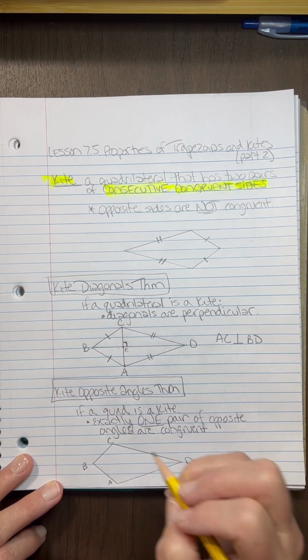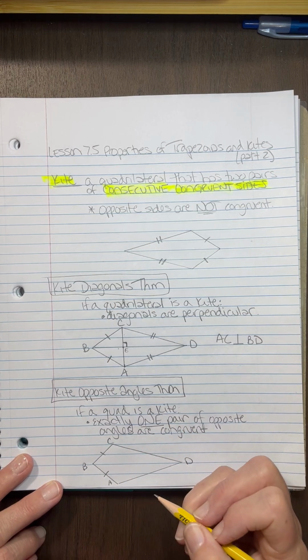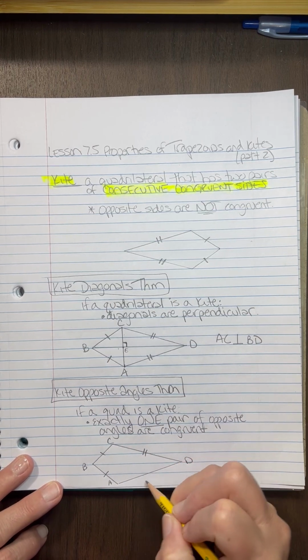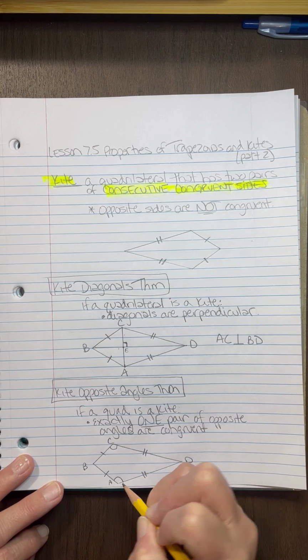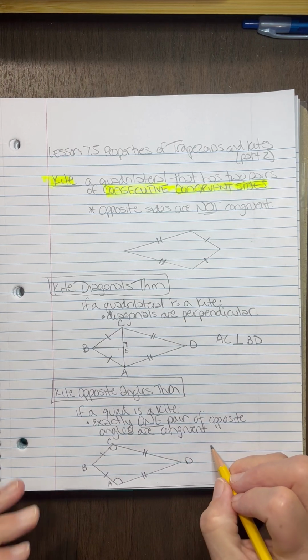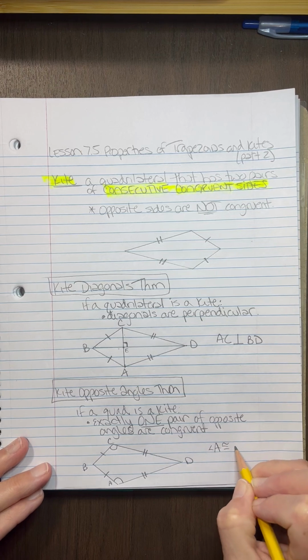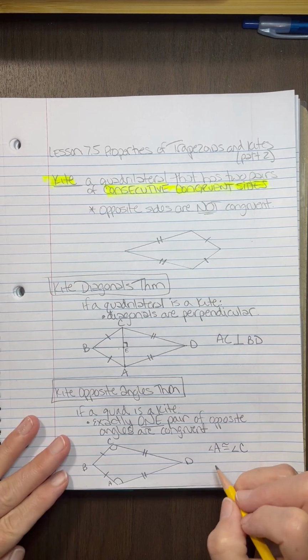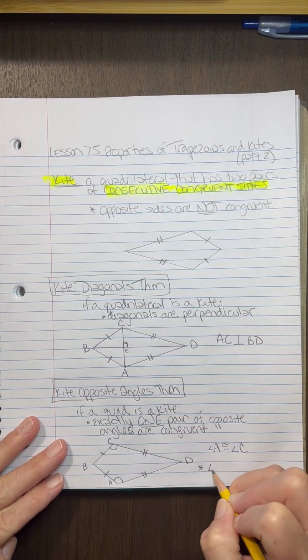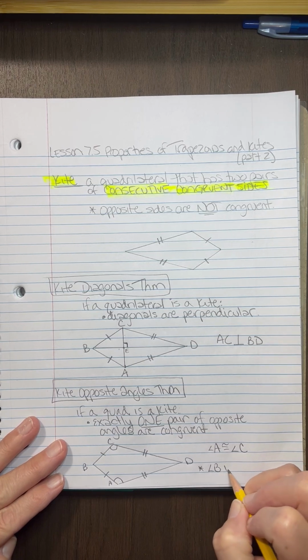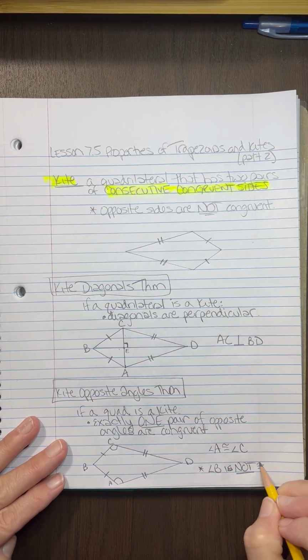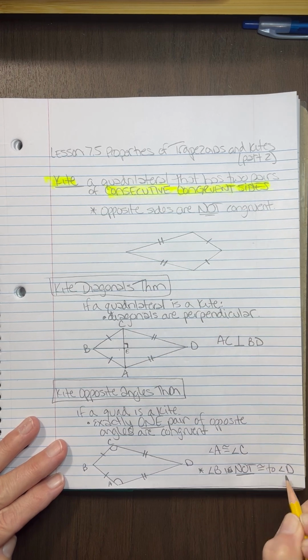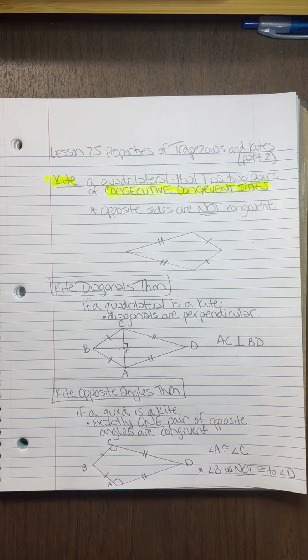D again. We know BC and AB are congruent. We know CD and AD are congruent. Angle C and angle A are going to be congruent. So angle A is going to be congruent to angle C. But, very important, angle B is not congruent to angle D. Okay, so only one set of opposite angles will be congruent.